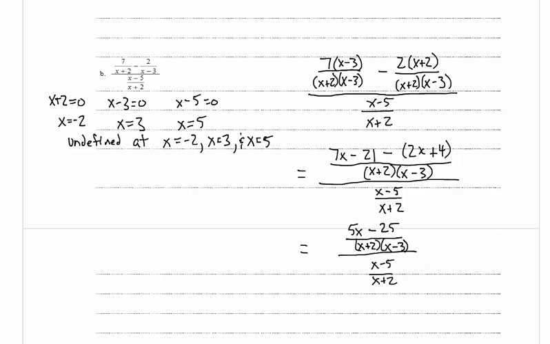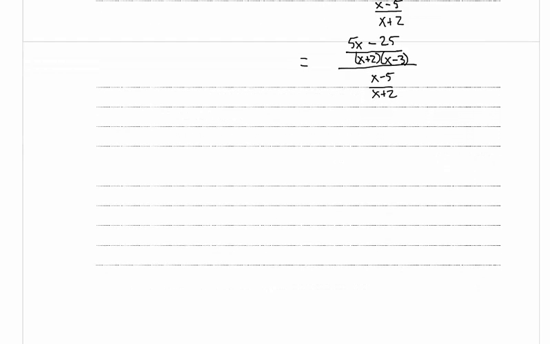And now that I have the numerator and the denominator as one fraction, I'm going to rewrite it as one total fraction. So I have 5x minus 25 times x plus 2 divided by x plus 2, x minus 3, and x minus 5.